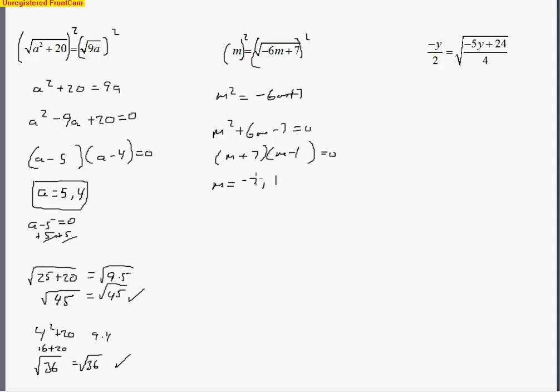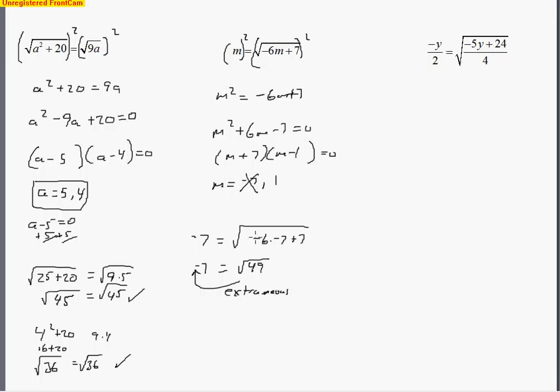And when I plug in the negative 7 for m, I end up having something interesting here. You see, negative 6 times negative 7 makes positive 42, plus 7 makes 49. And you see, the square root of 49 cannot equal a negative. And so that's an extraneous solution. So you have an extraneous solution here, one that does not make sense. We're not going to use that as a possible answer.